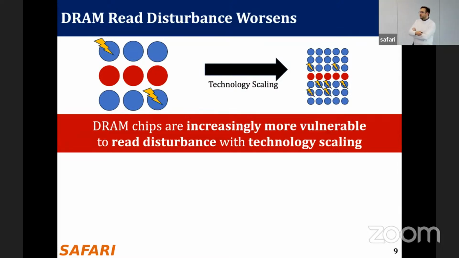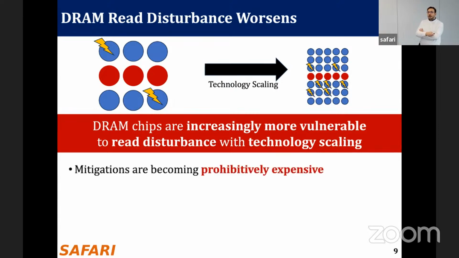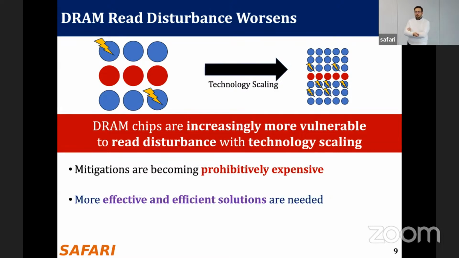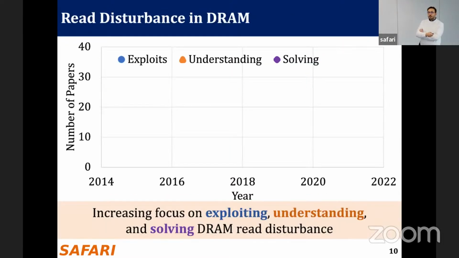So another thing about the DRAM chips is that as the manufacturing technology advances, we try to increase the chip density so that we can put more information into a smaller space. As a result of that, DRAM cell size and cell-to-cell distance actually gets smaller, and the DRAM chips become increasingly more vulnerable to read disturbance. As a result of this, mitigations are becoming prohibitively expensive, and we need more effective and efficient solutions. This actually attracted quite a lot of attention in both industry and academia.